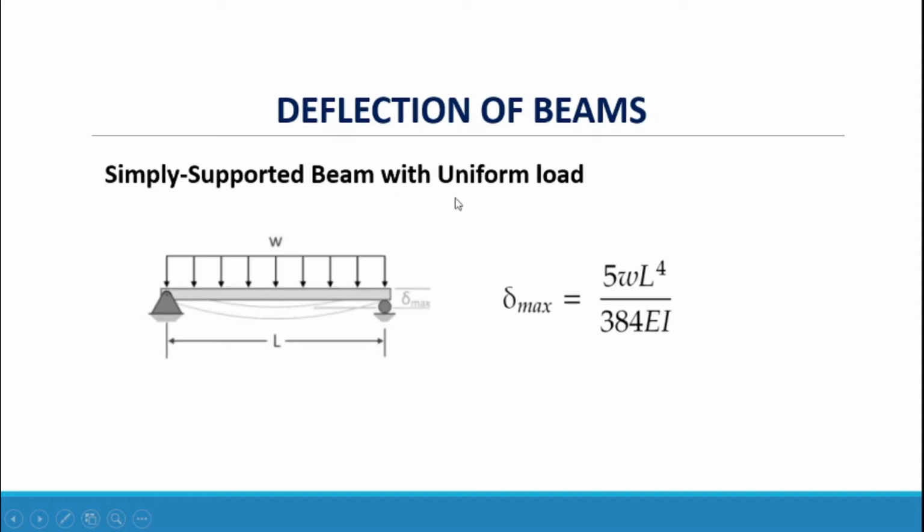Simply supported beam with uniform load. We have a simply supported hinge and a roller, and a uniform load W from the left support up to the right support with a distance L. And in this diagram, we have the maximum deflection. The formula for maximum deflection is equal to 5WL to the fourth all over 384 EI. So this will be used if the load is uniform.